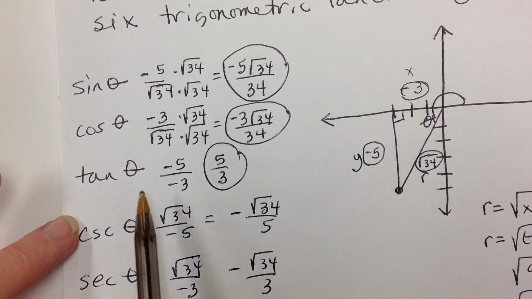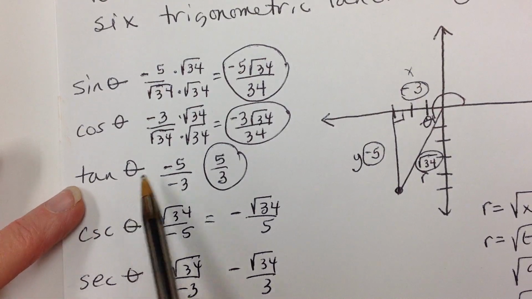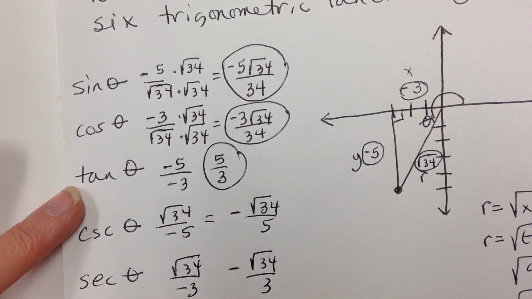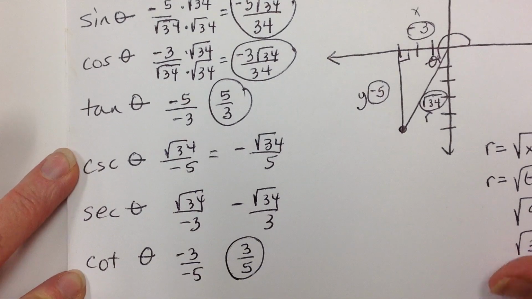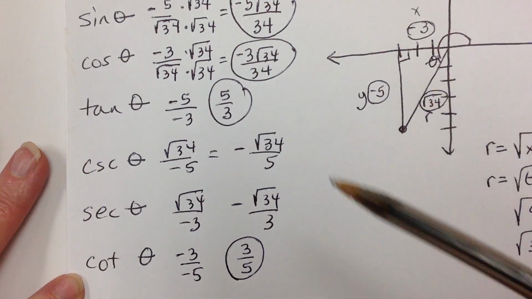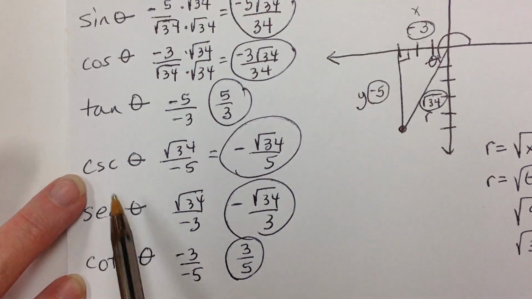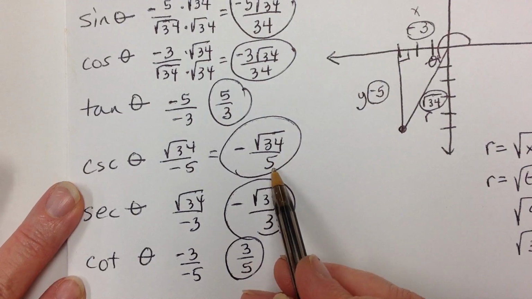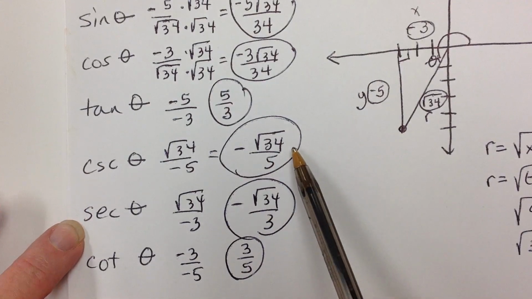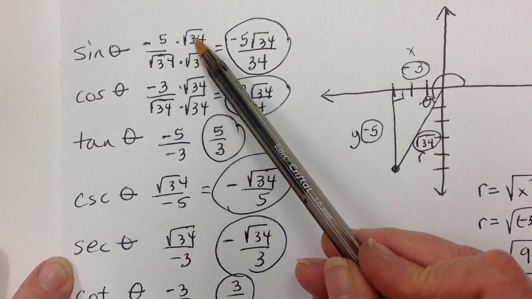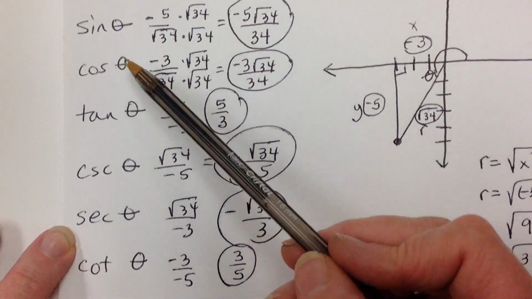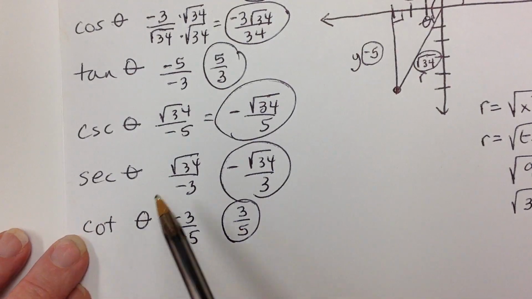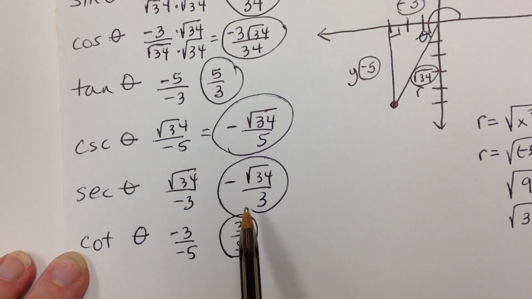And the cotangent is the reciprocal of tangent. So the reciprocal would be -3 divided by -5, which is positive 3/5. So here we have found all 6 trig functions. So again, cosecant was the reciprocal of sine, gave me negative square root of 34 over 5. You can leave me a radical in the numerator, you just can't leave me a radical in the denominator. You have to rationalize like we did on sine and cosine. Secant was negative square root of 34 over 3, and cotangent was the reciprocal of tangent, which was 3/5.